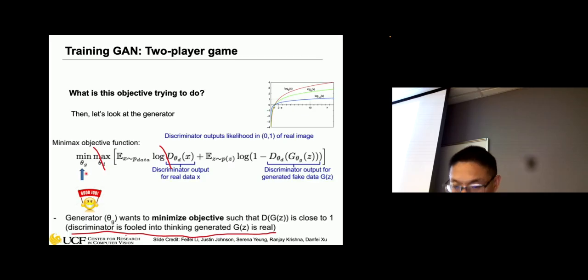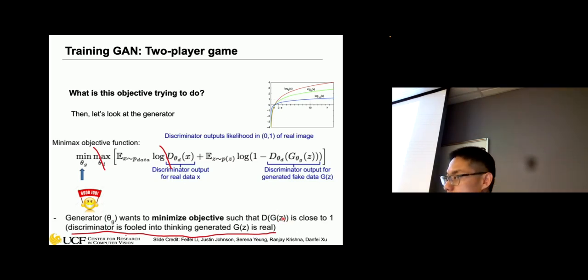So just to recap, the goal of this generator is trying to generate something that fools the discriminator. So basically, we are trying to minimize the objective such that this term is close to 1. What does this mean? That means D(G(z)) predicts 1, and 1 means real, so the discriminator thinks this is a real image.